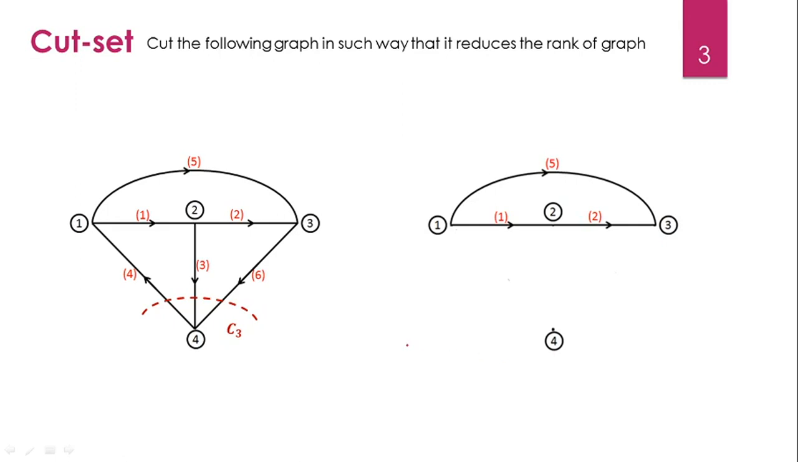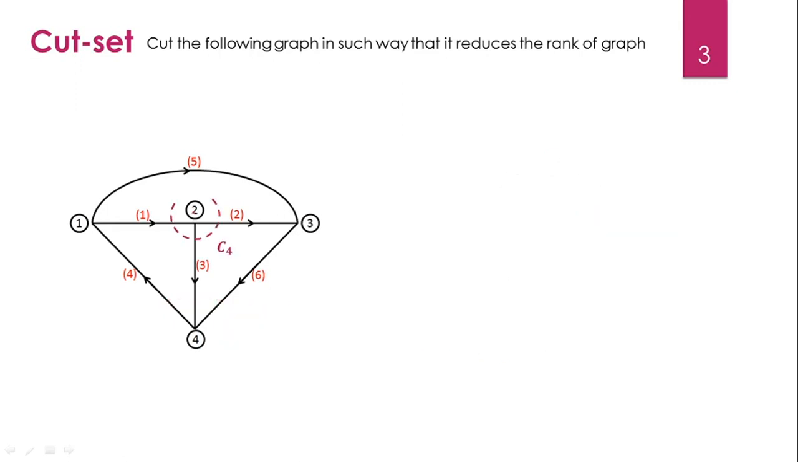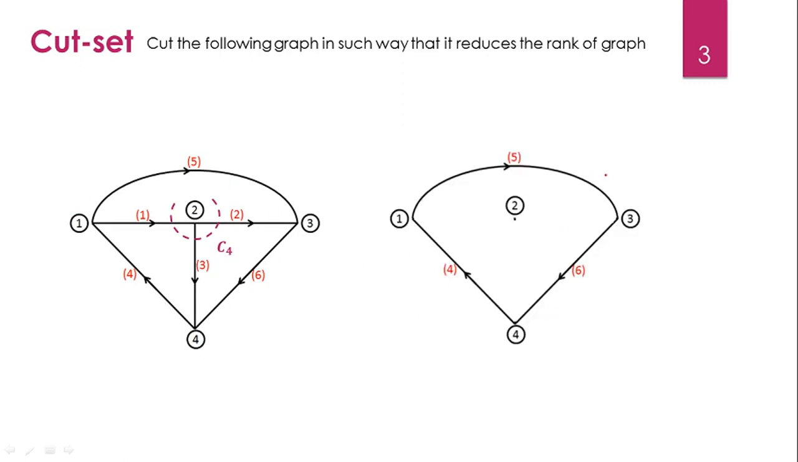Can we have another cut? Yes. Where we can remove the branches 1, 2 and 3. So when we remove 1, 2, 3, we get two subgraphs. The first part has only node 2, and the second has nodes 1, 3 and 4. So this is a minimal set of branches where we can cut.